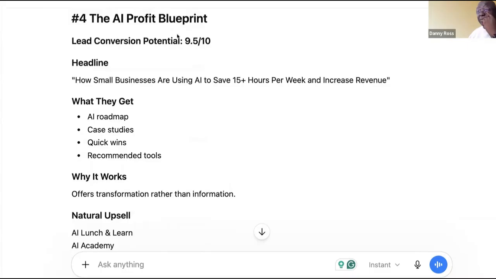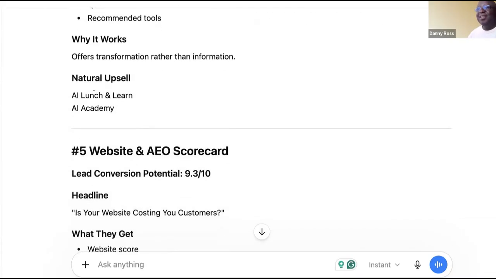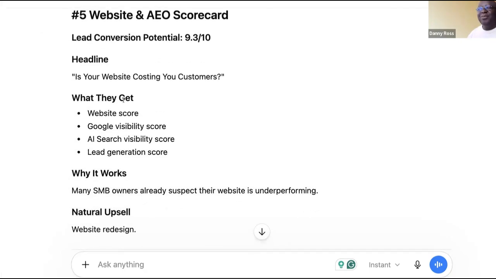Again, AI profit blueprint. People love the word blueprint. They want you to do the work and put it together for them. It could be the new home buyer's blueprint. It could be any of the above. And then of course the natural upsell would be into the next thing that you offer. You want to build what's called a sales ladder where people get in for free or close to free, and then you slowly move them up your other offerings.